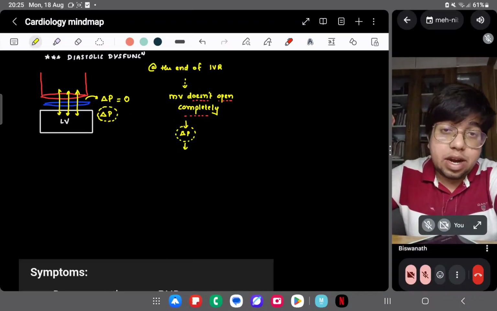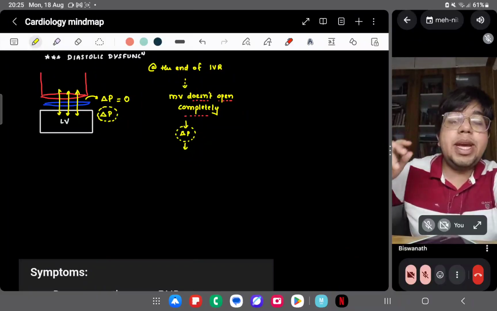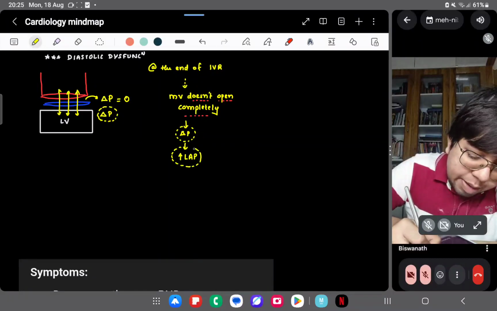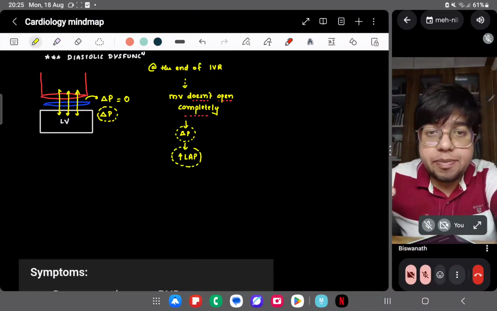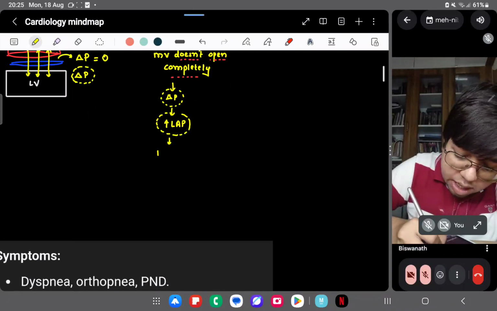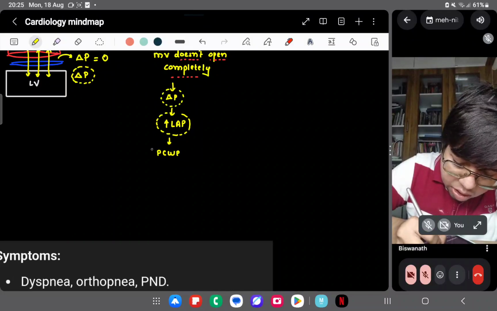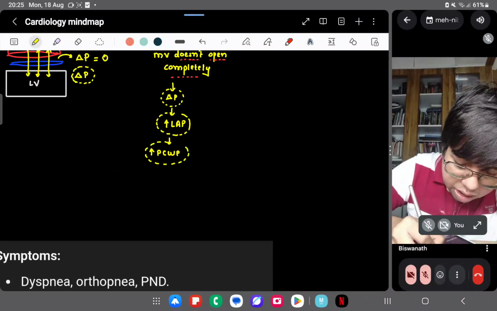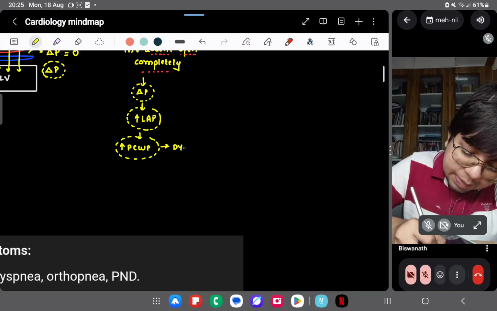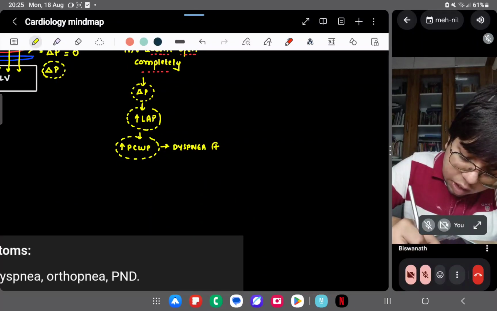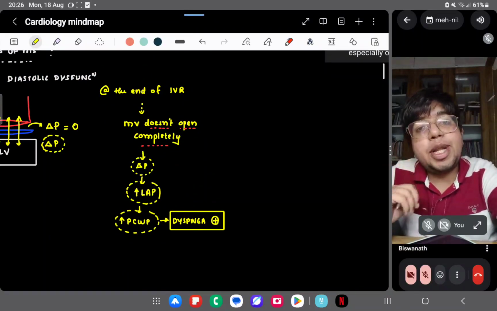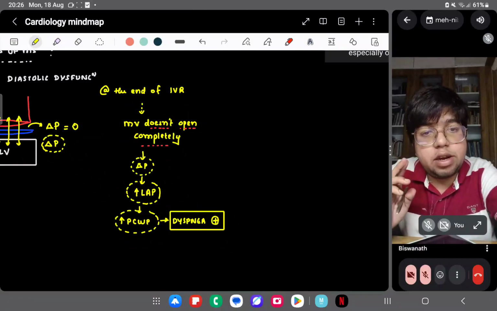If the left ventricular end diastolic pressure increases, there will be an increase in left atrial pressure. And remember, whenever there is an increase in left atrial pressure, it will in turn reflect in the pulmonary capillaries, and it will increase the pulmonary capillary venous pressure or pulmonary capillary wedge pressure. Whenever there is an increase in pulmonary capillary wedge pressure, you have symptoms like dyspnea. So what is the pathogenesis of dyspnea here? This is the pathogenesis of dyspnea. Very clear.